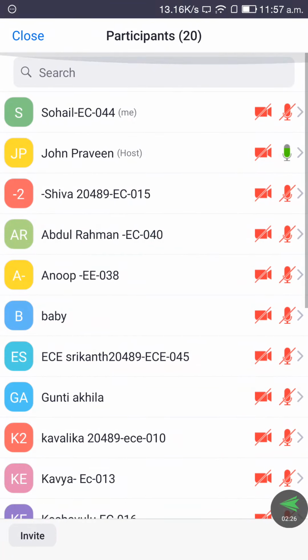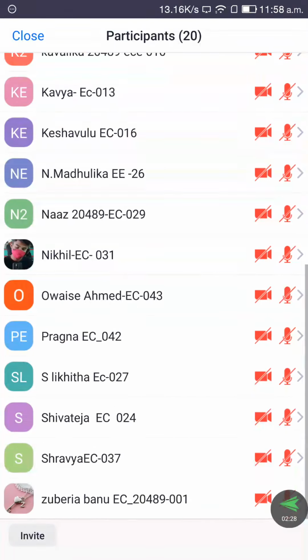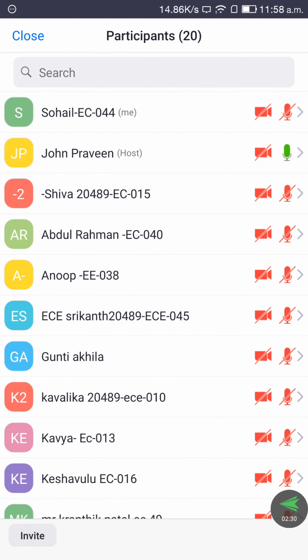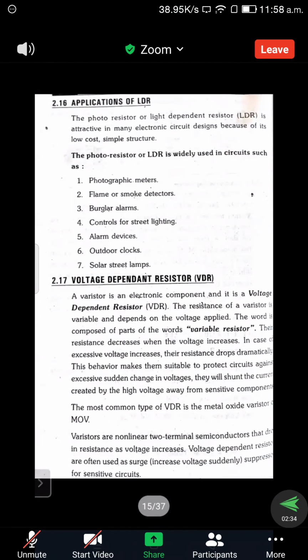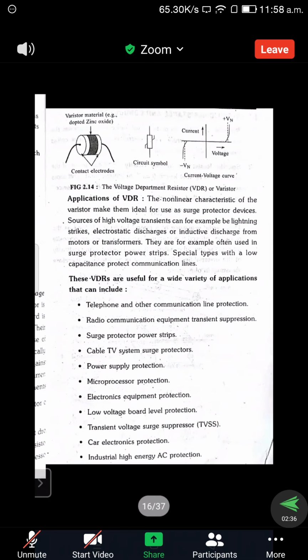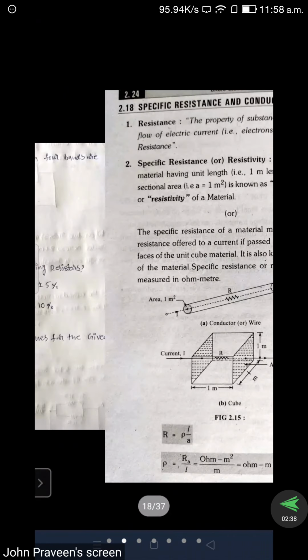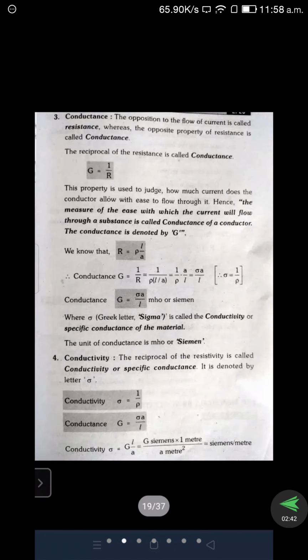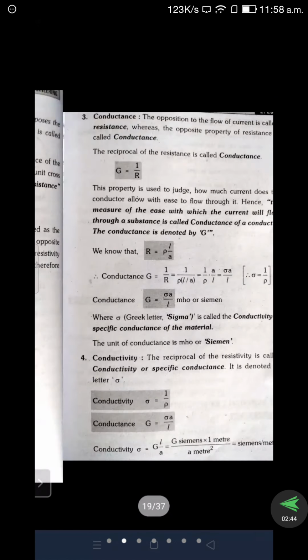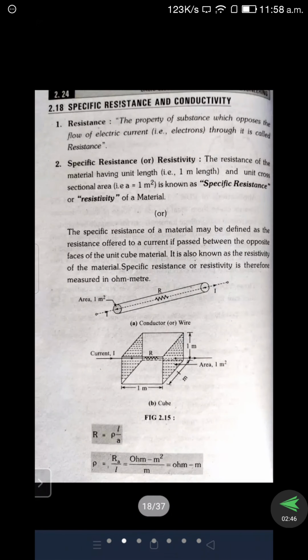Next, we discussed what is the LDR and its applications. Then after, we discussed VDR, voltage dependent resistor, and its applications. So in the last class we discussed two concepts. First one is resistance, second one is conductance.